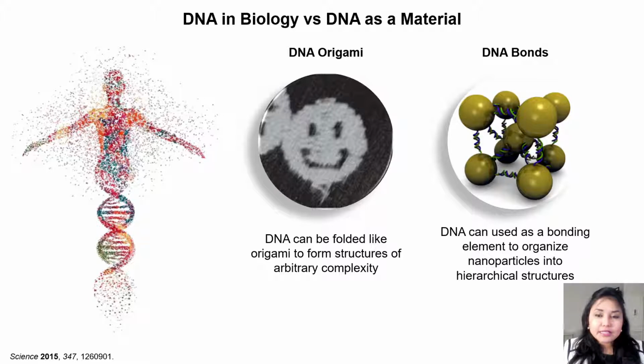On the other hand, DNA can be used as a bonding element to direct the organization of nanoparticles into hierarchical structures. While these two ideas are somewhat related, there's an important distinction in the second case. Specifically, in the second case, we can use abiological structures, something like functional nanoparticles, and arrange them in three-dimensional space with a degree of structural control and precision that is not afforded by any other technique.